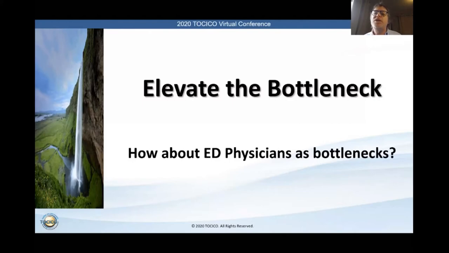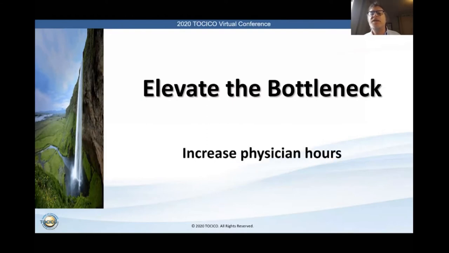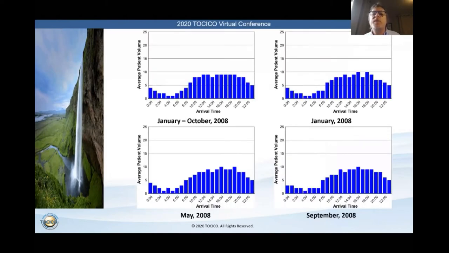Well, what if the ED physician is the bottleneck? We can hire physician assistants and nurse practitioners to supplement physician coverage for less money than hiring another physician. We could also save money by extending the hours of existing shifts or by hiring part-timers rather than creating new full-time positions or adding new physician partners. And before adding physician coverage, we must make sure we are smart about when to add it.